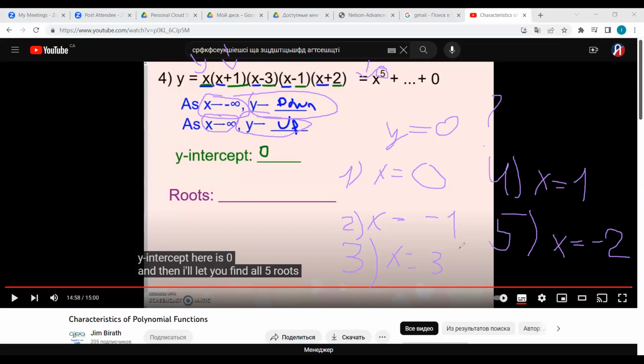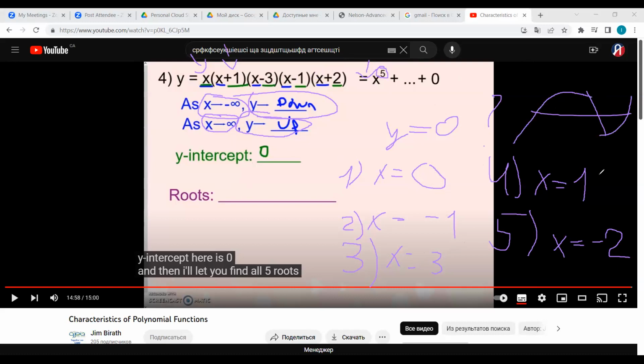And if you take a look into all of these roots, so basically, we're going to have x-intercepts when the graph passes through the x-axis in 5 different points.